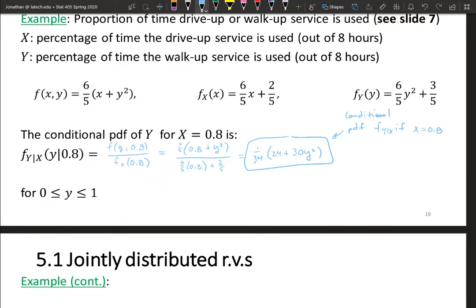So you could say, what's the probability Y is between 1/2 and 3/4 given that X is 0.8. So the percentage of time being used outside is 0.8 out of 8 hours. So that's like 6.4 hours. So given that the drive-up service is used 6.4 hours out of the day, what is the PDF of Y? What is the probability density function? So, cool.